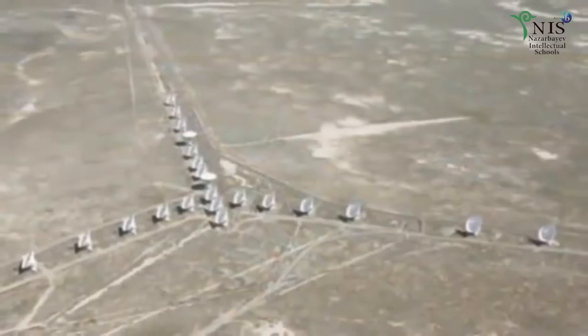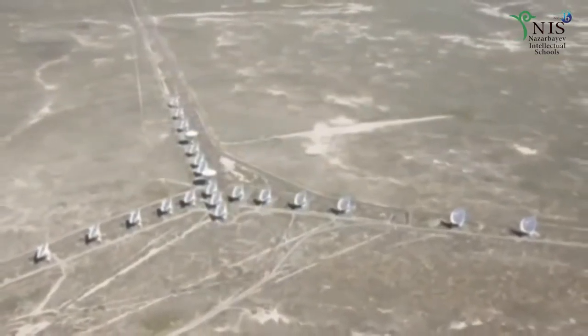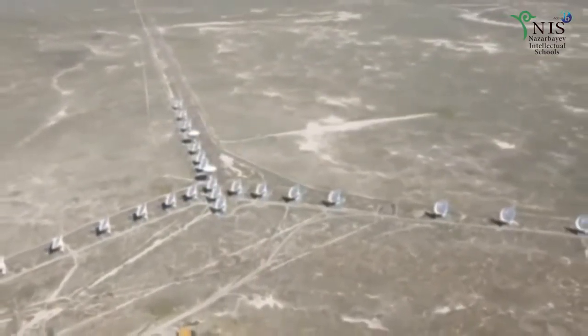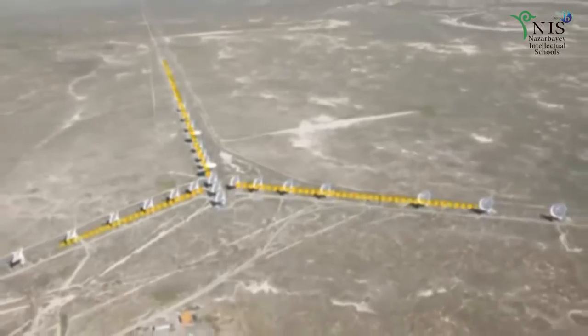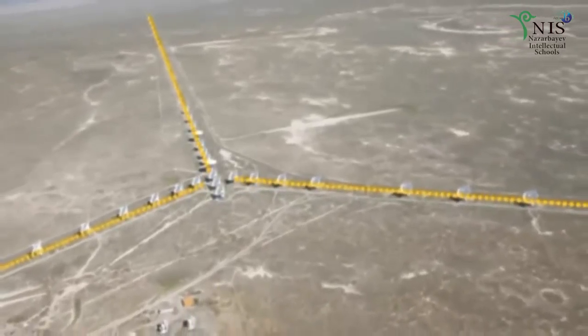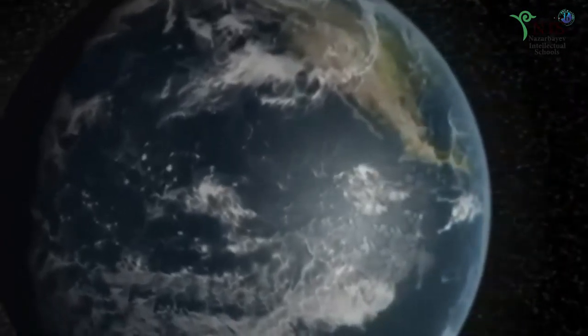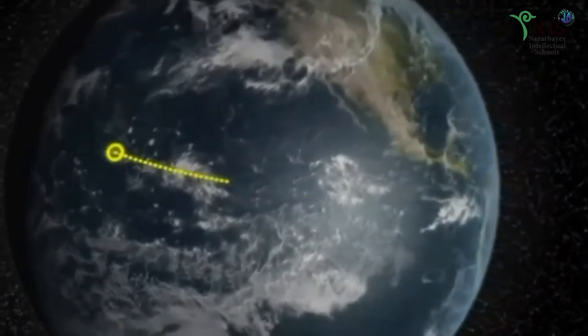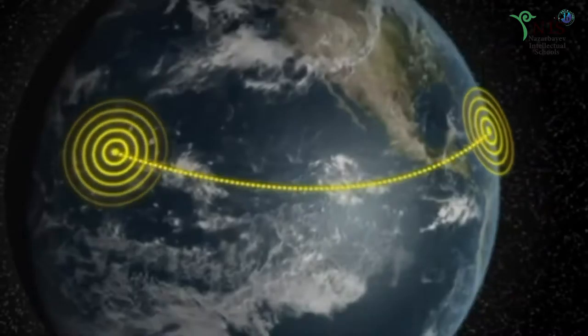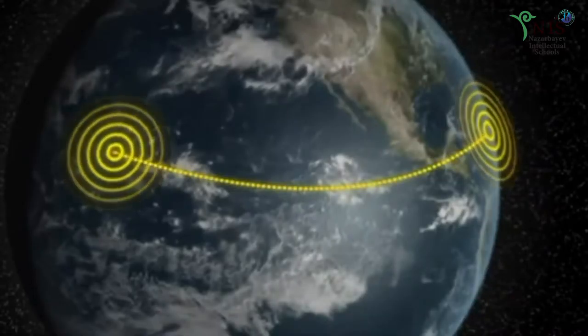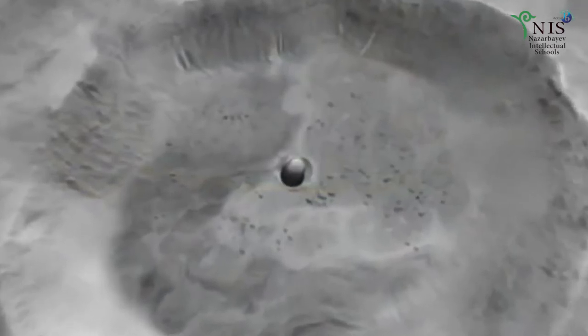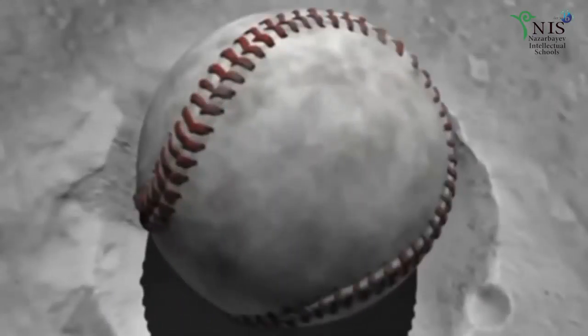This giant New Mexico array uses 27 parabolic dish antennas shaped into a giant Y, with each arm capable of stretching for 13 miles. Scientists have even spread these linked antennas across the globe. One of the largest stretches from Hawaii to the Virgin Islands and acts like such a powerful telephoto lens that a baseball sitting on the moon would fill its entire field of view.